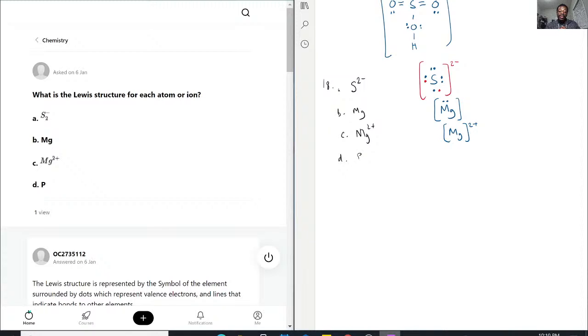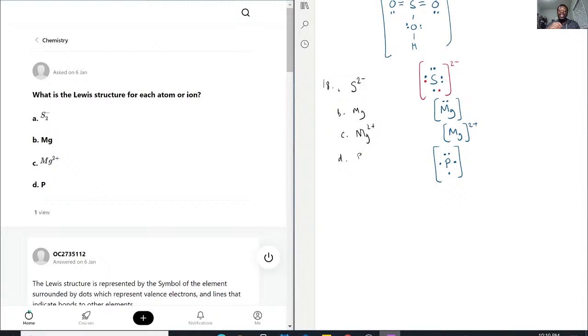Now phosphorus, the Lewis structure for this would be, because it has 5 valence electrons, due to it being on column 15, it'd just be 1, 2, 3, 4, 5. That would be it for phosphorus. So as you can see here, it has 3 unpaired electrons in its Lewis structure.